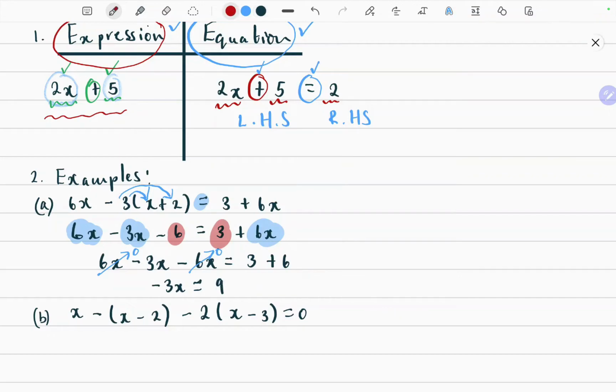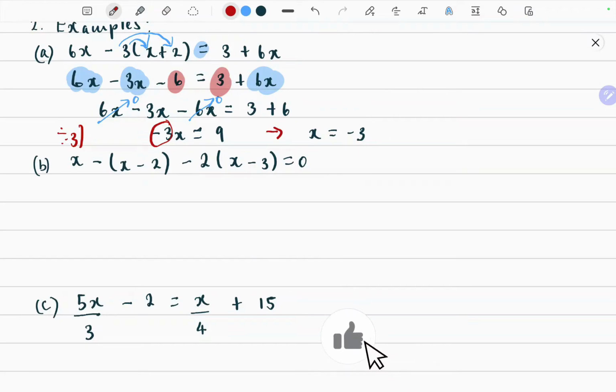So what we can do here is divide both sides by negative 3 to isolate x. It implies that x should be equal to negative 3. So let's have a look at the second one.